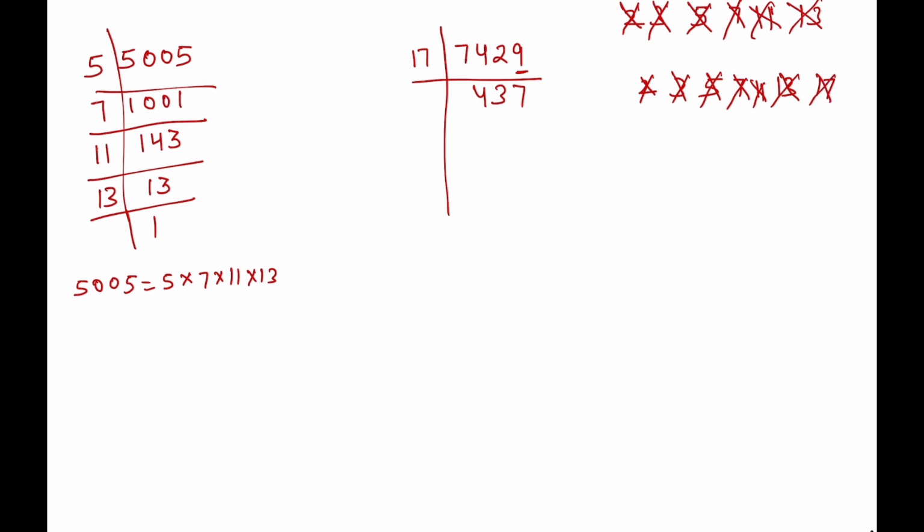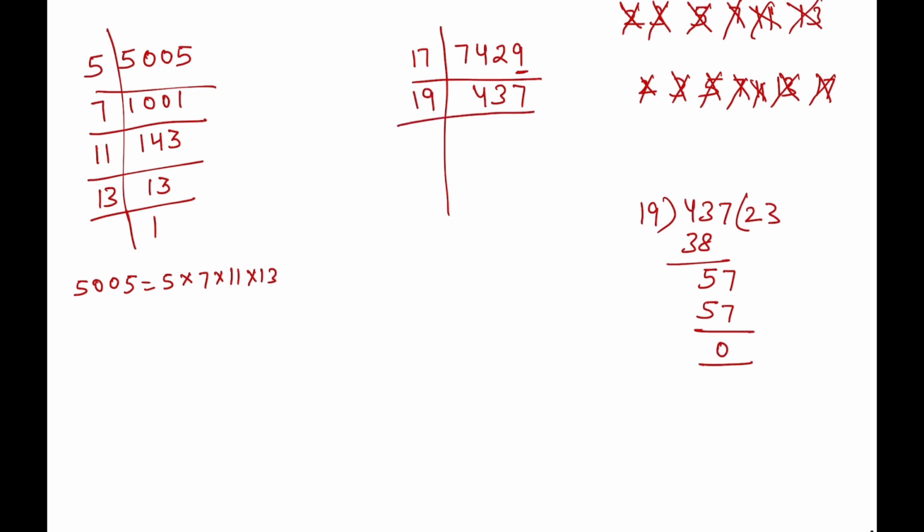Now let us check by 19. So let us check it here. 19 twos are 38. If we do subtraction, then it will come 57. And 19 threes are 57. Then the remainder is 0. So we can divide this number by 19. Then it will come 23. And 23 is a prime number. So it will only go by 23.